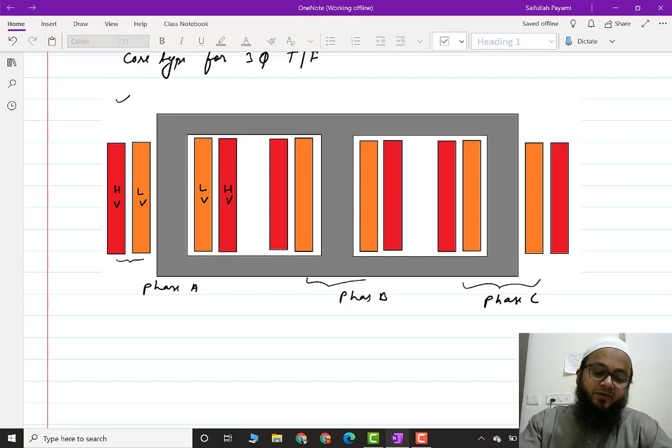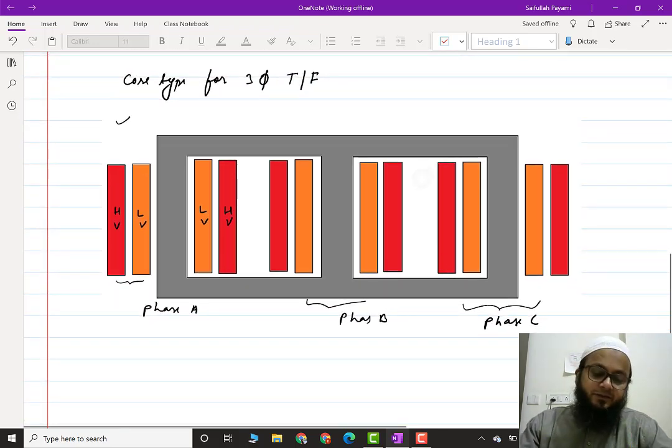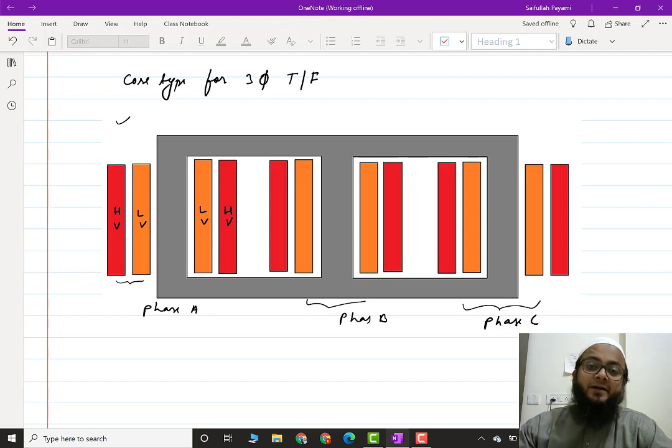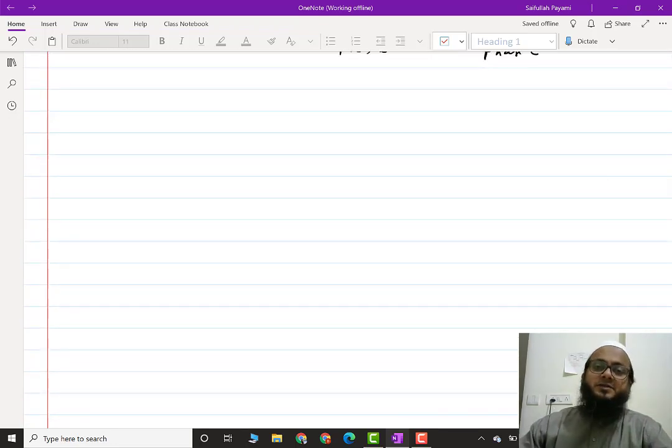So generally we prefer this kind of construction for power transformers. The reason is, if some fault occurs in any of the phases, it is easy to identify as well as easy to replace. The second thing is that the cooling is better in this kind of construction. So we prefer this construction for three-phase power transformers. Now we will discuss the working principle of a transformer.